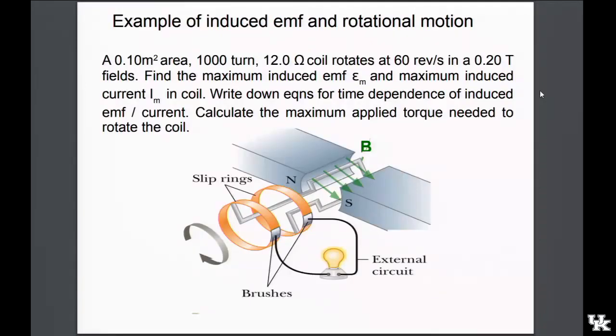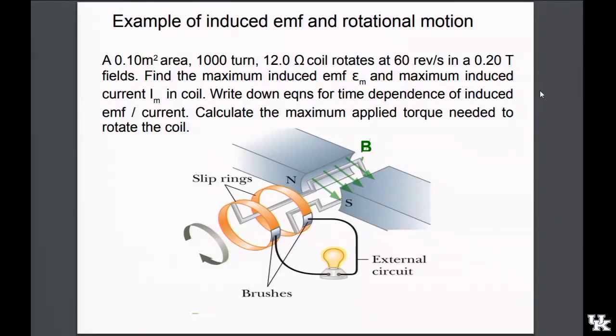Okay, let's work through a quantitative example of this rotational motion creating induced EMFs. In this example, we've got this familiar arrangement, which is our electrical generator based on rotational motion. We're told that the loop has an area of 0.1 meters squared. It's got 1,000 turns. It's 12 ohms, the resistance of the loop and the circuit that it's connected to. And it rotates at 60 revolutions per second in a 0.2 Tesla field.